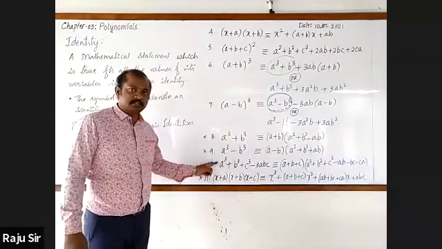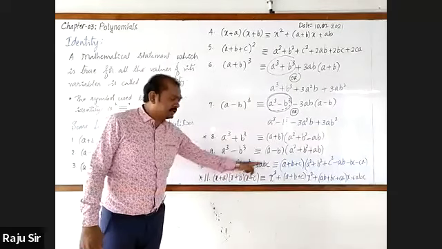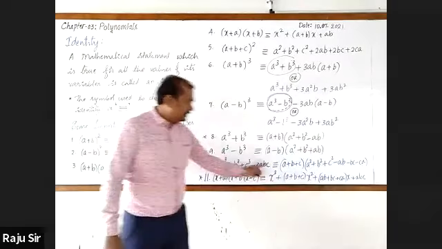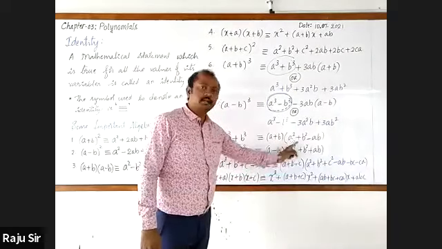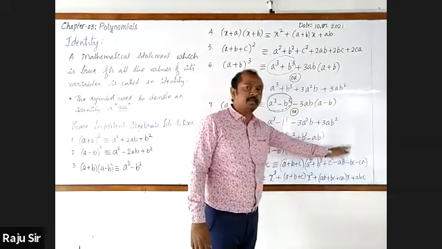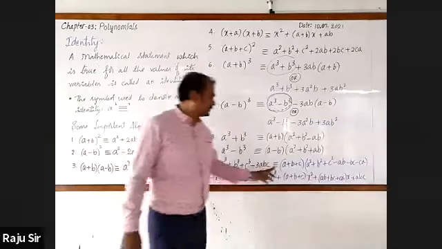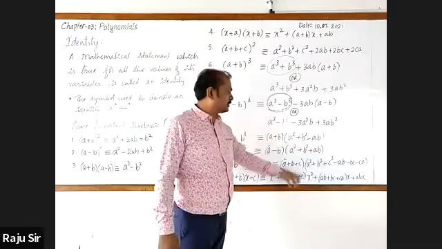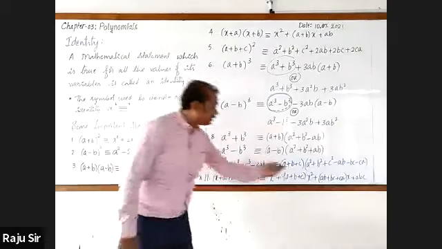The 10th identity is to be read as a cube plus b cube plus c cube minus 3abc is exactly equal to a plus b plus c into a square plus b square plus c square minus ab minus bc minus ca. Some students will read it continuously like this, but that is not right. You have to give a pause.